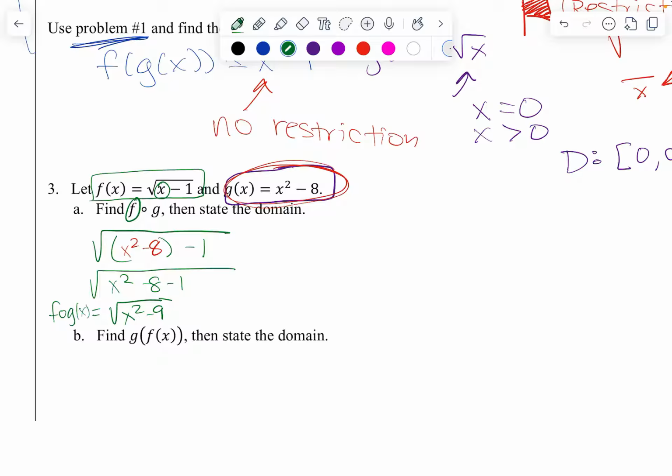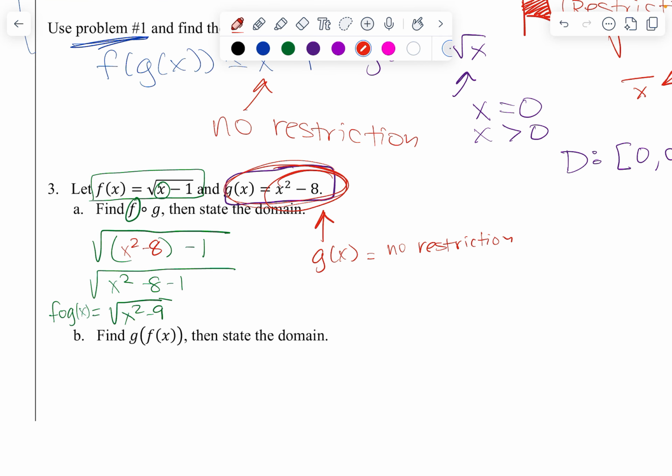So here's our composition. So let's find the domain. So two things, where do we see a red flag? So first of all, what was our input? So this was our input here, g of x. This has no restrictions because it doesn't have a root and it does not have a denominator. So this has no restrictions on the domain.